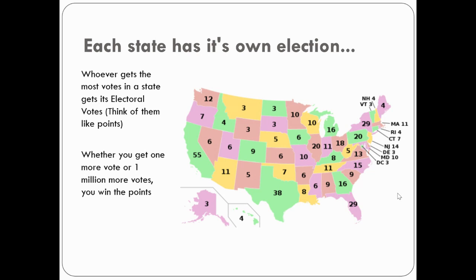Now, when each state has their election, the winner of that election in the state wins all of the points. Whether you win, for example, the election in Washington by 1 vote or by 1,000,000 votes, you win all 12 points. So if Joe Biden, for example, got 1 more vote than Donald Trump in Washington, he would win all 12 of the electoral votes, all 12 points. There are a total of 538 points, or again, electoral votes. That means that to win the presidency, you need to get a majority, which is 270.